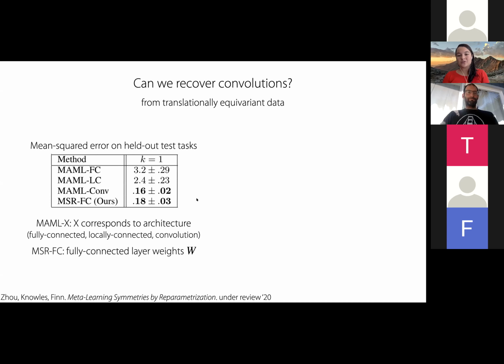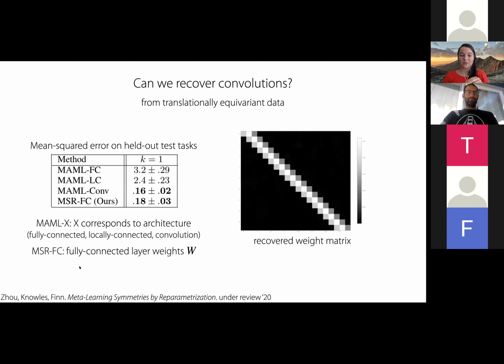Further, we can actually visualize the weight matrix that we get as a result of running the MSR procedure. We get a weight matrix that looks exactly like the fully connected representation of convolutions that I showed before, where you have weights A, B, and C, and these are replicated across the matrix.